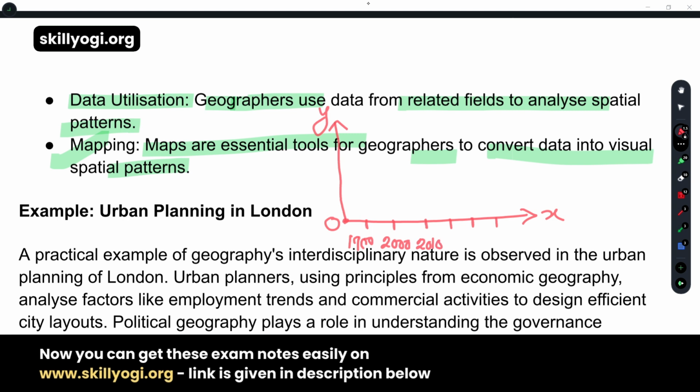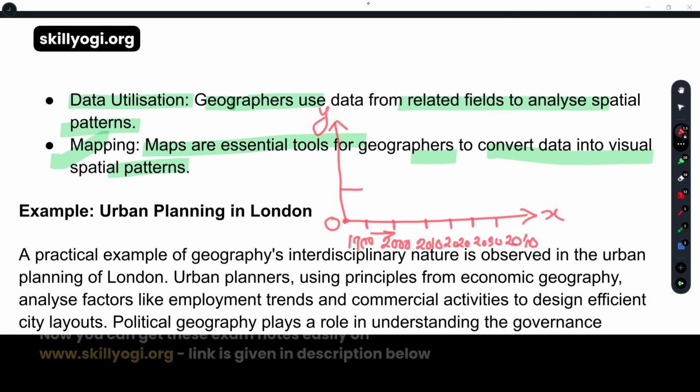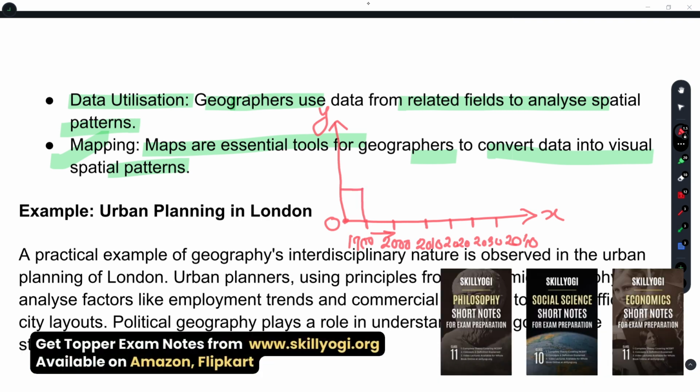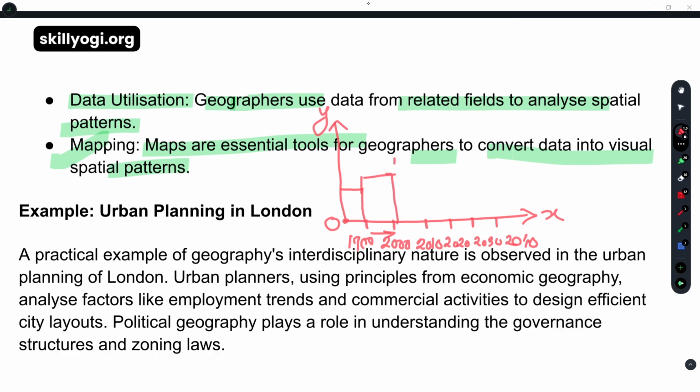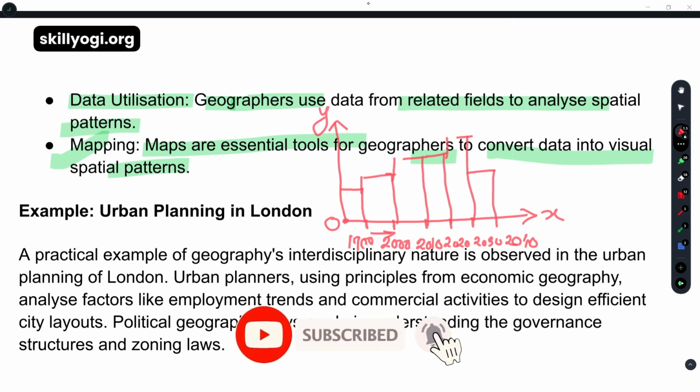Then 2010, 2020, 2030, a 10 years gap. This is a 100 years gap, but here I am writing a 10 years gap. We can see the population is increasing a lot. This is the bar graph. If I am drawing like this, you can understand the portion. These are the bar graph which explains that yes, the population is going to be increased.